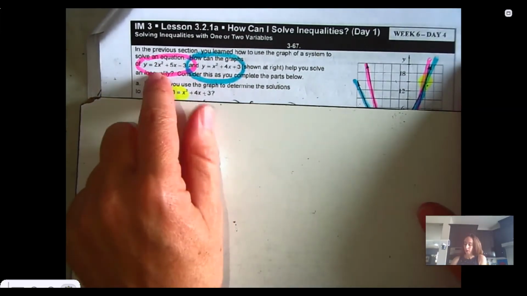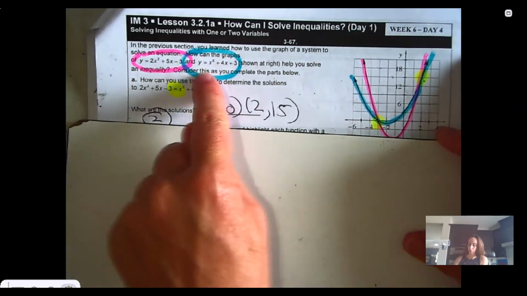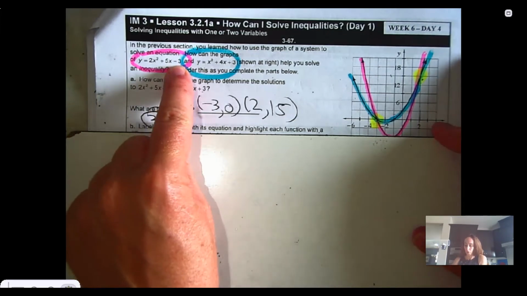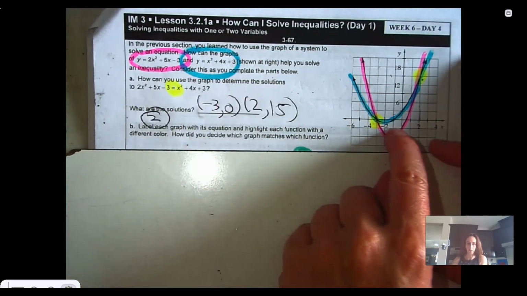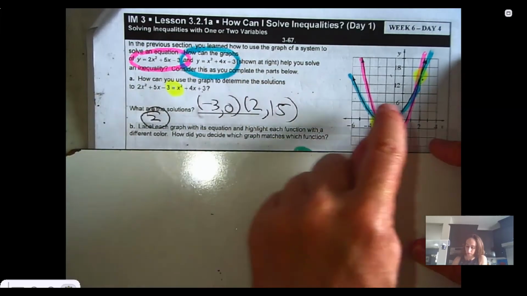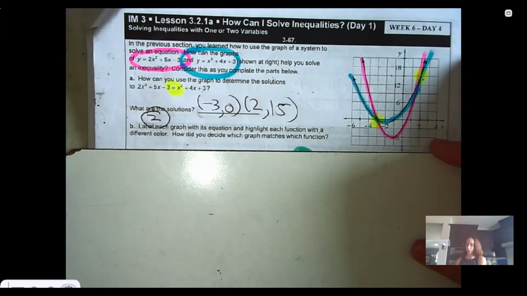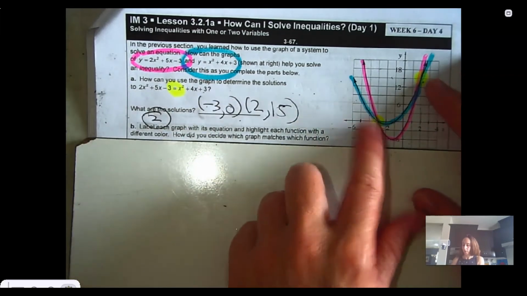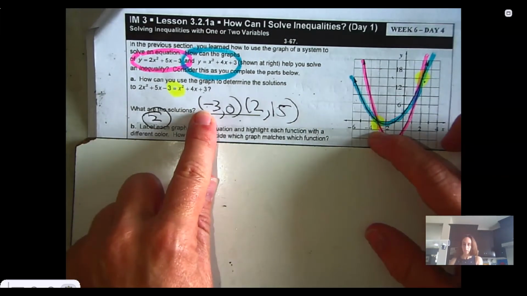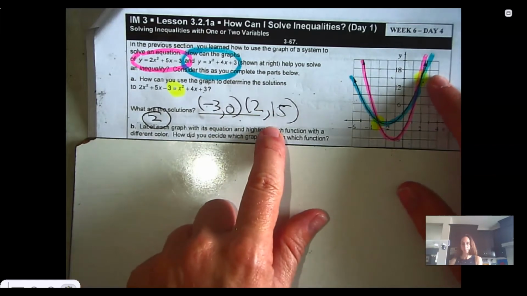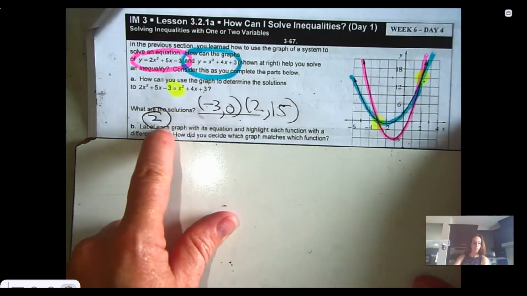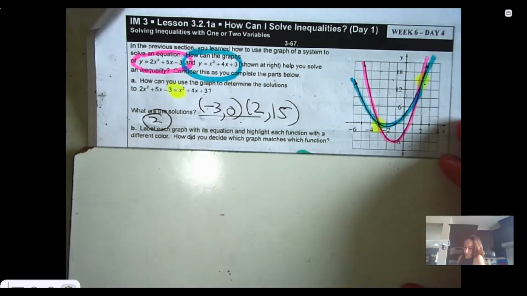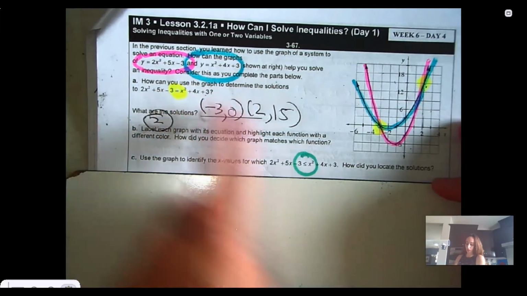So there's the pink graphed. There's the blue graphed. How do I know this is the pink? The last number is the y-intercept, and if you look, it crosses at -3. The last number is +3, and it crosses right there at +3. They wanted to know where are they equal. That means where do they intersect? They intersect at (-3, 0) and they intersect at (2, 15). How many solutions did I get? I got 2.